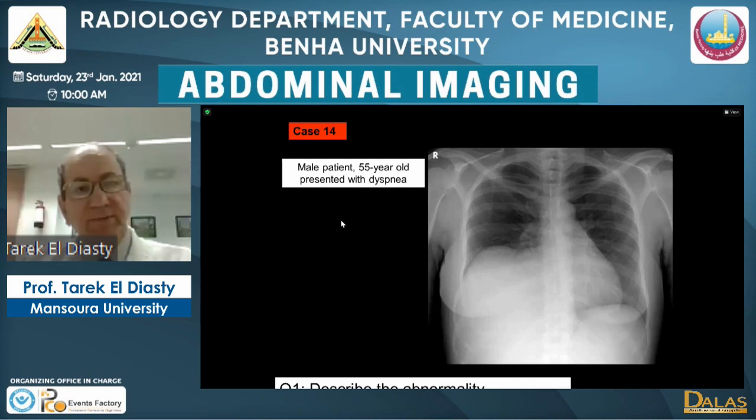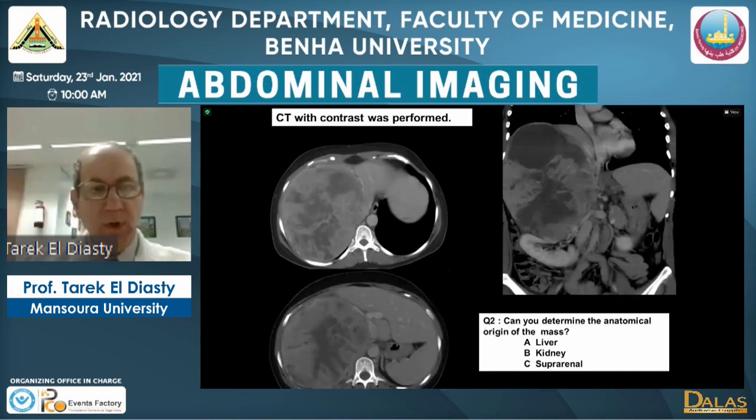This is a 55-year-old male patient who presented with dyspnea and was subjected to this chest X-ray. It shows an elevated right diaphragmatic copula, and abdominal ultrasound shows a large mass in the upper abdomen on the right side, with heterogeneous echogenicity. On CT, you can see this large mass on non-contrast CT. It enhances heterogeneously, showing non-uniform enhancement with displacement of some organs, and here is the coronal post-contrast image.